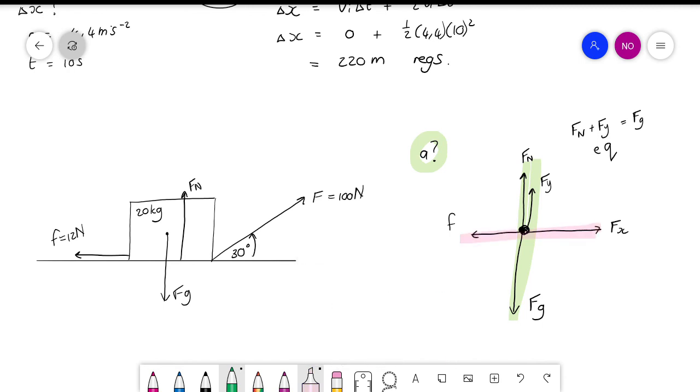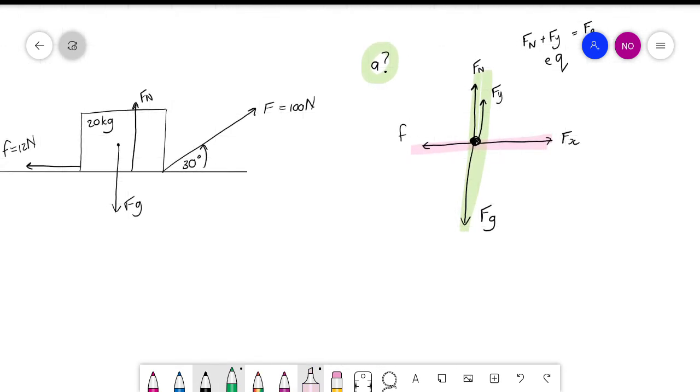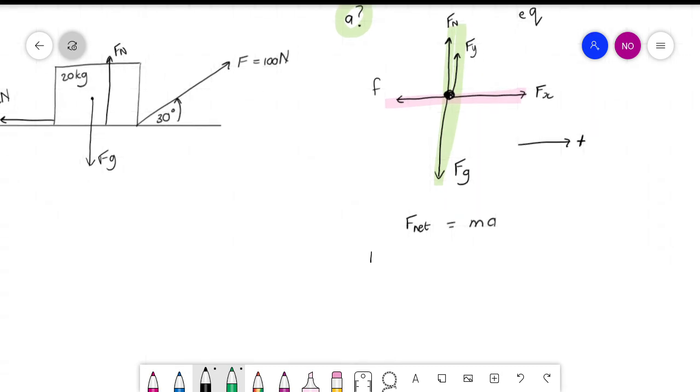Okay. So, in daai as weet ons dat F net gelyk is aan m mal a. Do we have F net? No, but we can calculate F net want die netto krag is die vektorsom van al die kragte op daai as. Okay? So the vector sum, I'm going to assign to the right as positive, is going to be Fx minus friction is equal to 20a.